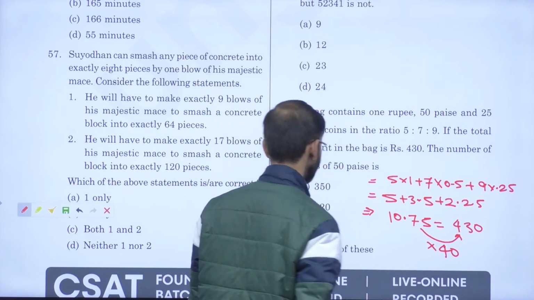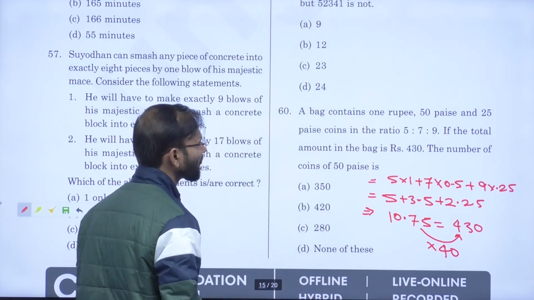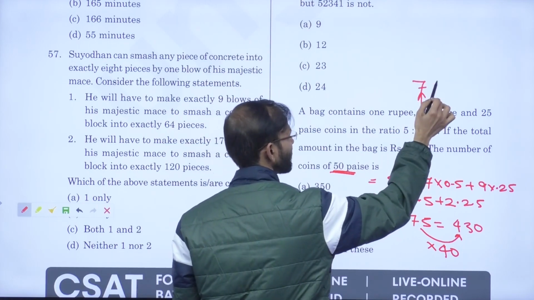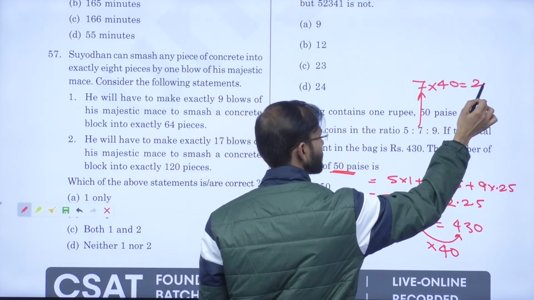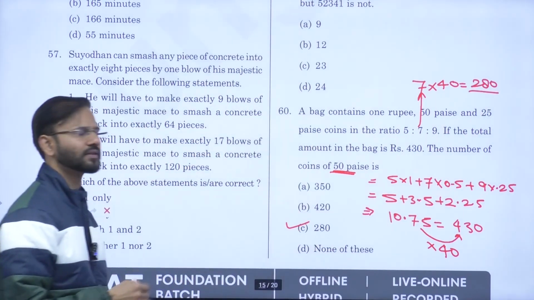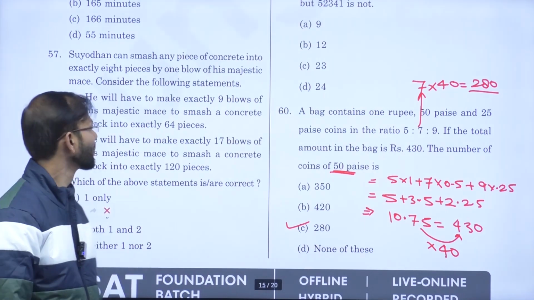Correct everyone? So now the question is what? The question is 50 paisa. So this into 40, 7 into 40. The answer is 280. Okay? Correct? Fine. All right.